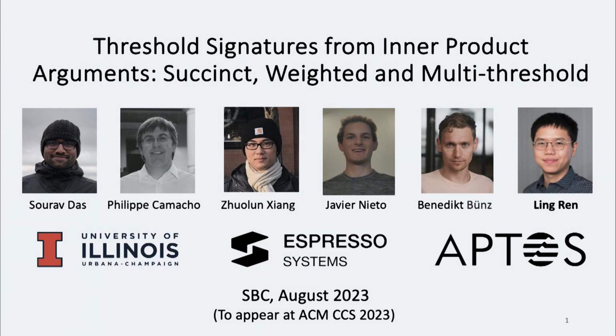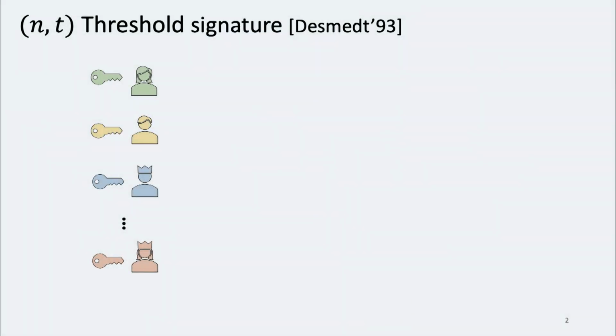It's a pleasure to be here to tell you about our recent work on threshold signatures from inner product arguments. Okay, so let me start with threshold signatures. This is a cryptographic primitive introduced first in the 80s and 90s. By now, it's fairly standard.